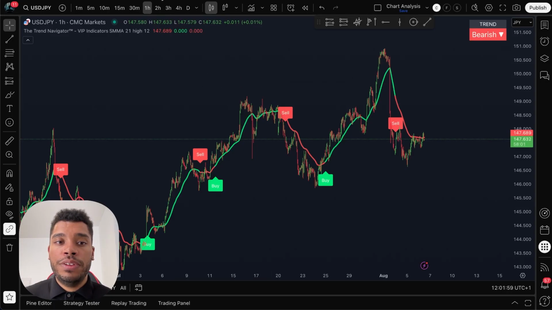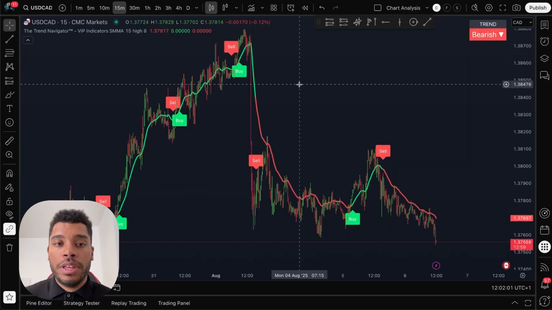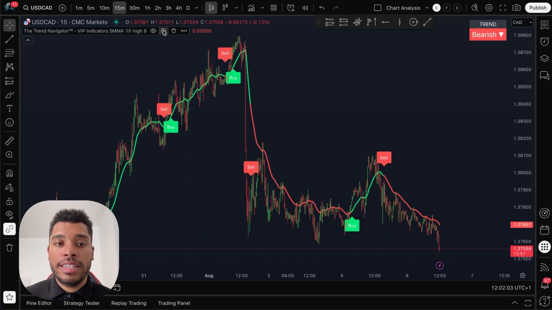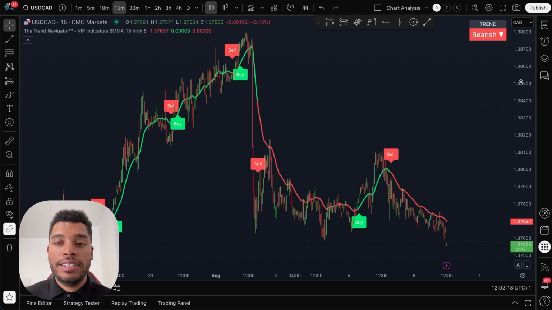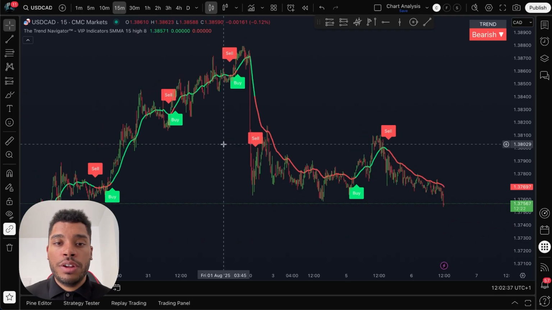Now let's move to the 15 minutes time frame. So as you can see, in this case, these are the settings that you're going to use for the indicator. Where it says 1 MA type, you put SMMA. 1 MA length 15, 1 MA source I, and 1 MA reaction 8. So once you set these settings, as you can see, the indicator is going to reflect the best trades to take on the 15 minutes time frame.